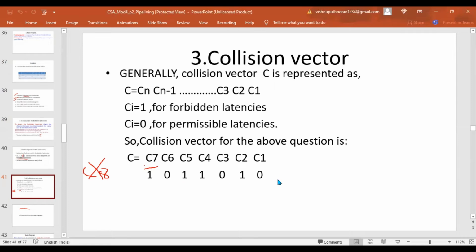It's very simple. You just mark 1 for forbidden latency values and mark 0 for permissible latency values. Here, why is C7 here? Because 7 is the maximum value of forbidden latency. So C7, C6, C5, C4, C3, C2, and C1. Then for forbidden latency, we mark 1, and for permissible latency, we mark 0.